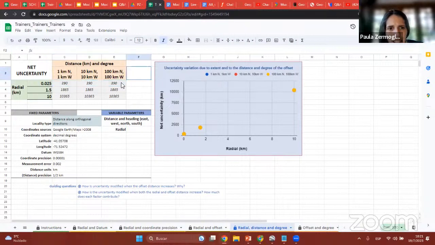And the idea here was to show you that here we're providing orthogonal directions, which is the best thing that we can do for a location description. So again, we will have an increase in the uncertainty as we increase the radial. But even if we move different distances, when we have orthogonal directions, the uncertainty won't vary with respect to those distances because we are providing orthogonal directions. If we were not providing orthogonal directions, we will see the differences that we saw before.